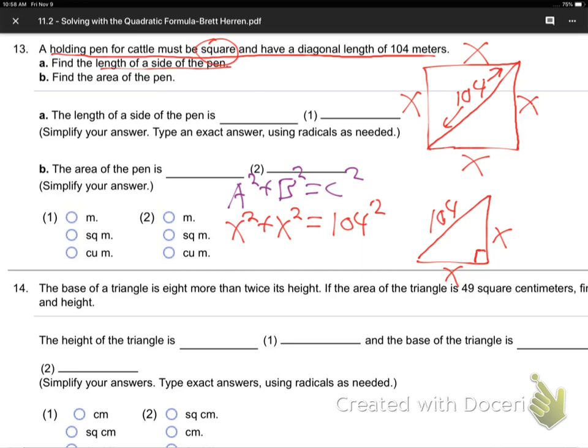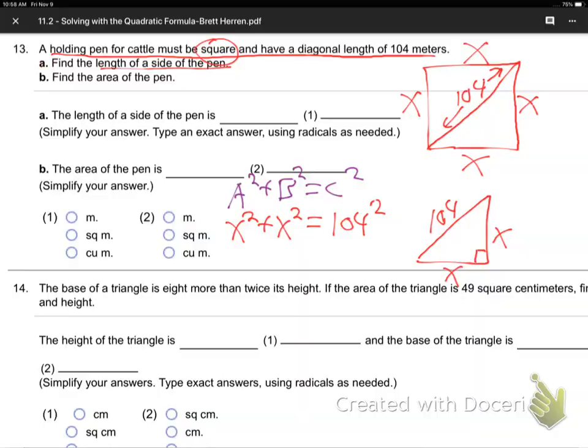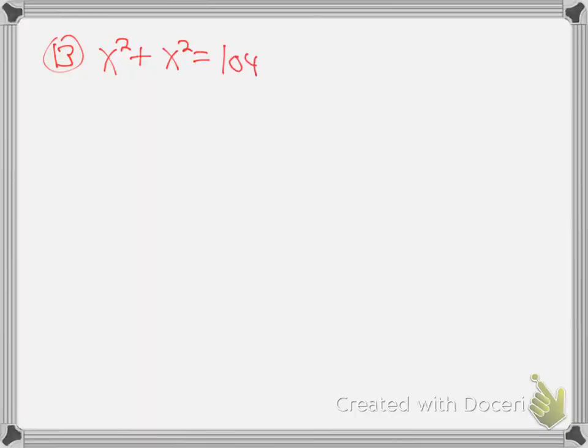Let's go to a fresh screen and solve it. So number 13. X squared plus x squared is 104 squared. So what is x squared plus x squared? It's 1x squared and 1x squared. It's 2x squared. 104 squared on your calculator, I'm getting 10,816.